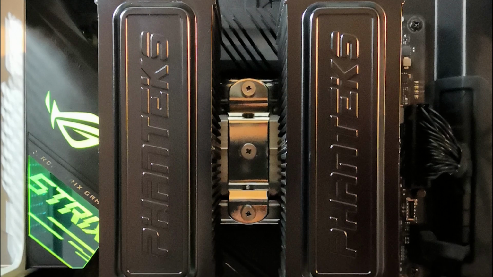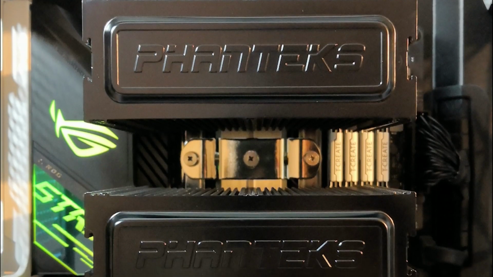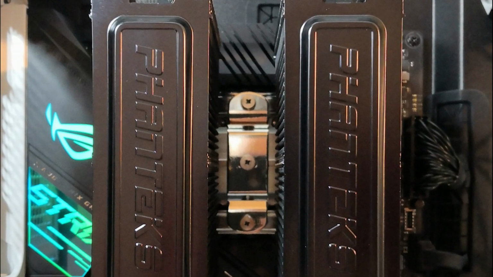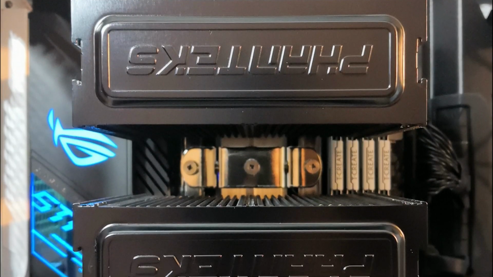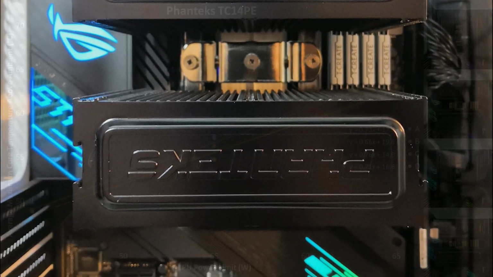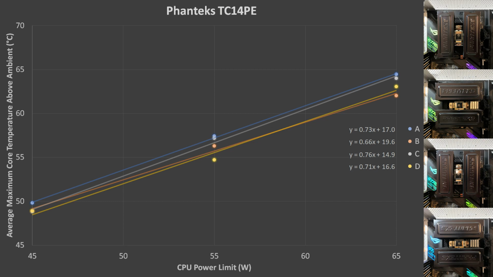Moving on to the Phanteks TC14PE, the TC14PE is a dual tower cooler with 5 8mm heat pipes. It is a common high-performance cooler design, and I was curious to see if there would be any benefit of a horizontal or vertical installation. In this case, there aren't any obstructions to airflow in either orientation, so the best orientation was not obvious to me. The blue line, A, was the standard orientation, with the two towers installed vertically.